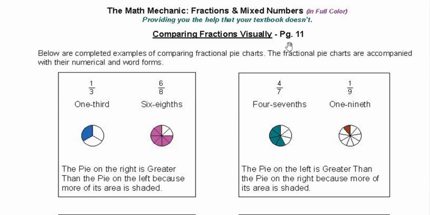This is from page 11 of your Math Mechanic Fractions and Mixed Numbers tutorial. Comparing fractions visually. Below are completed examples of comparing fractional pie charts. The fractional pie charts are accompanied with their numerical and word forms.